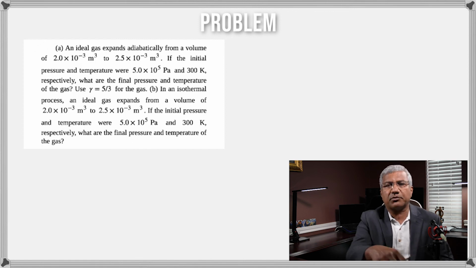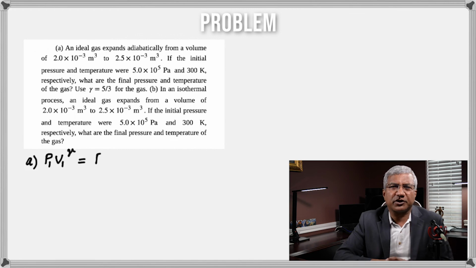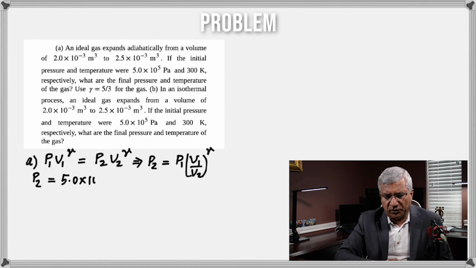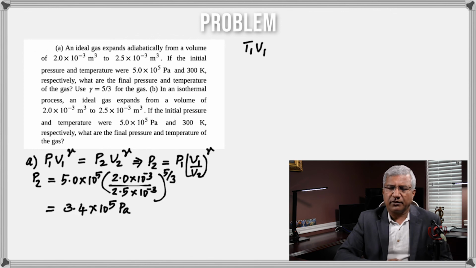So this is a direct application of the adiabatic equations. To find the final pressure, we will use the pressure-volume relation, rearrange it to make P2 the subject. And we have the values of P1 given in the proper units, and then V1 by V2 raised to 5 by 3. When you do the math, you get 3.4 times 10 to the 5 pascals. That is the final pressure.